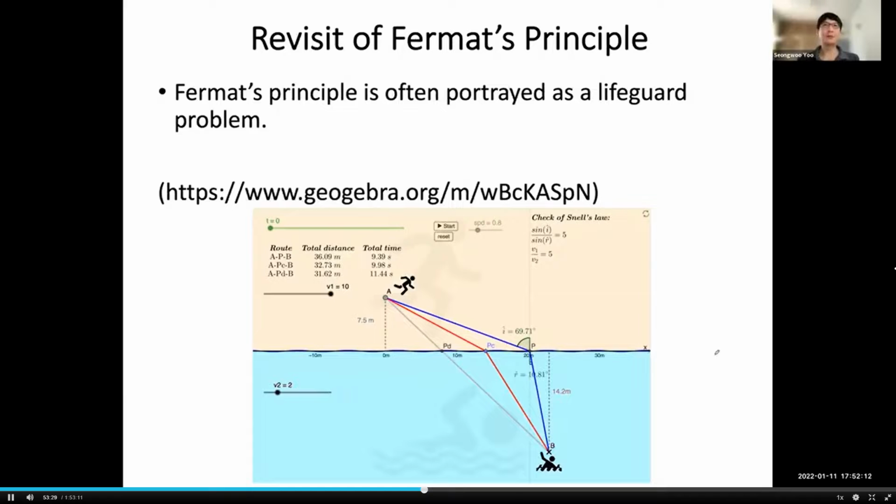With this optical path length in mind, let me revisit Fermat's principle. So Fermat's principle is often portrayed as a lifeguard problem. And I actually have a small simulation, an animation, about this. So let me switch my screen. Just 1 second.